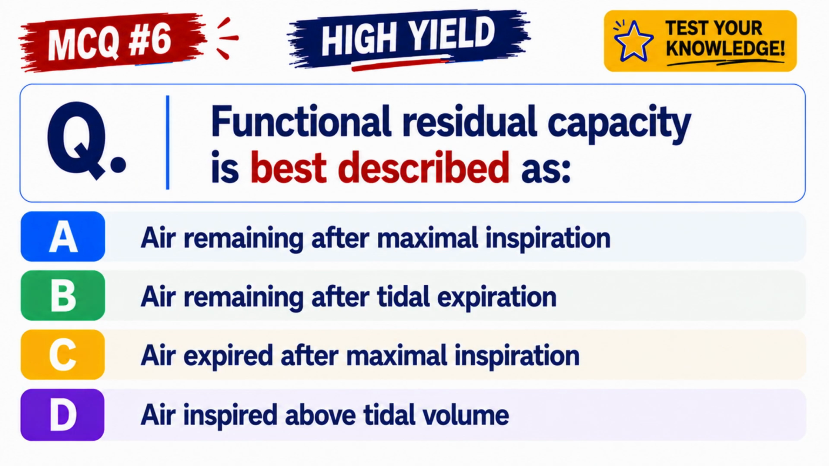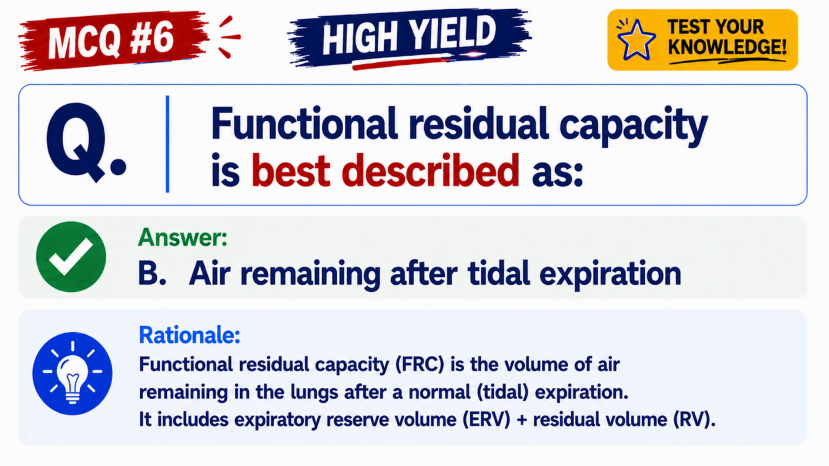Question 6. Functional residual capacity is best described as A. Air remaining after maximal inspiration. B. Air remaining after tidal expiration. C. Air expired after maximal inspiration. D. Air inspired above tidal volume. The answer is B. Air remaining after tidal expiration.